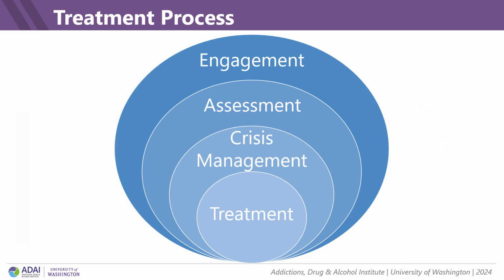So situating engagement in the treatment process, what we really want to highlight is that it is step one. It wraps around everything else that we do. That includes treatment with medications for opioid use disorder. It includes the nursing assessment, looking at the patient's mental health and psychosocial needs. And it includes the crisis management, or those issues that need to be addressed first before we address other aspects of care. Engagement wraps around all of these, always. There really is no treatment process without patient engagement.